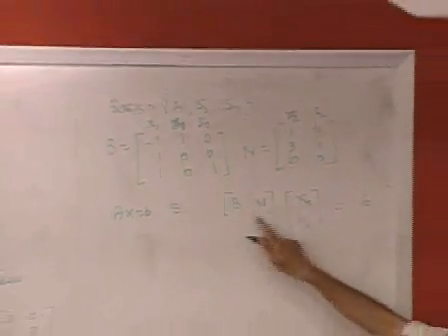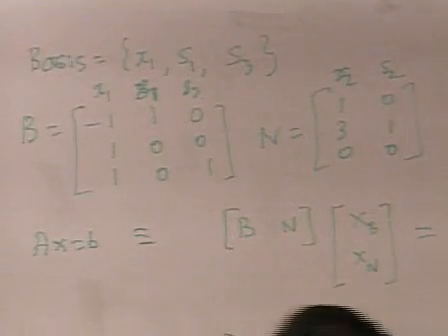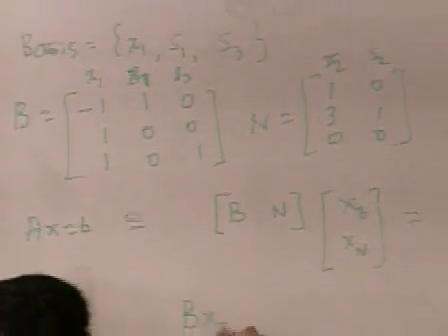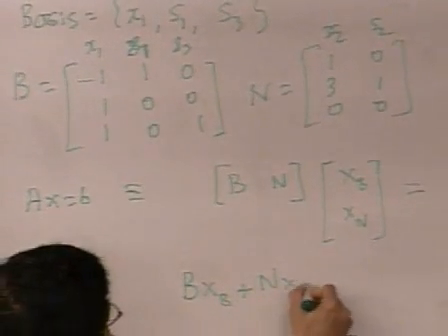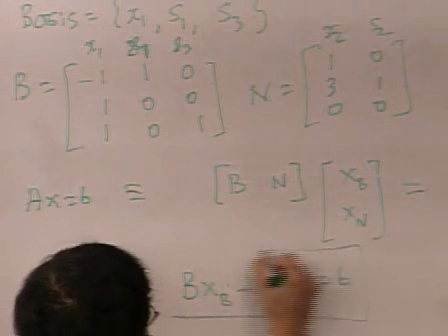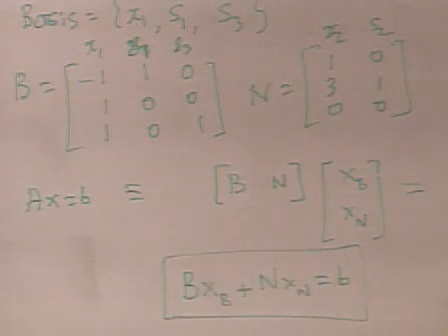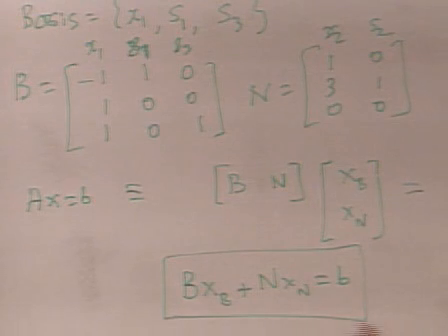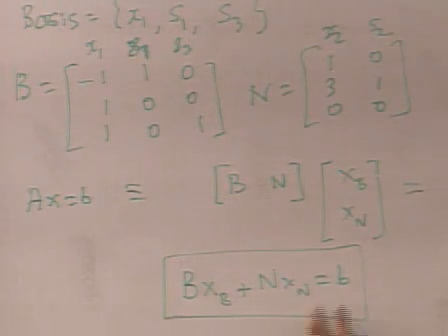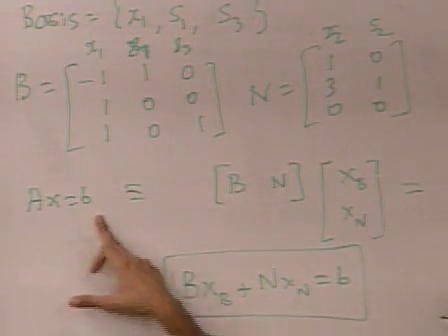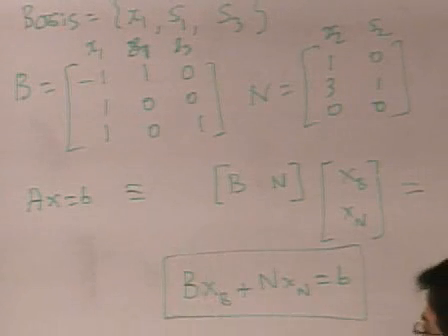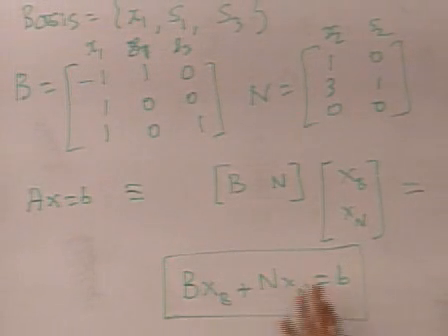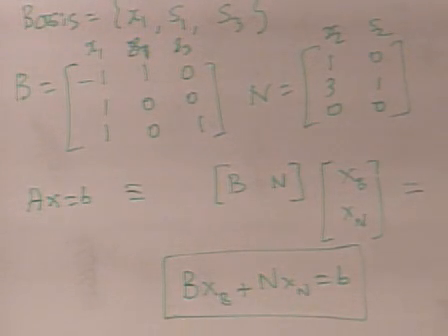And now we know how to multiply these. So this is the same as saying B times xB plus N times xN equals b. Those are your constraints. This is just a different way of writing the equations. It's the same set of equations, Ax equals b, so you still have 3 equations and 5 unknowns.